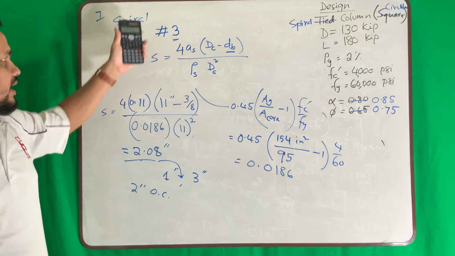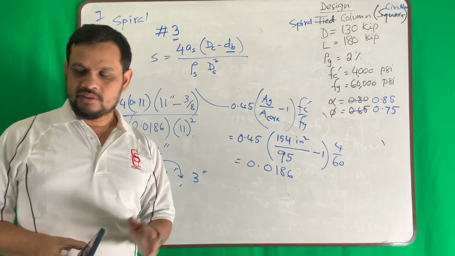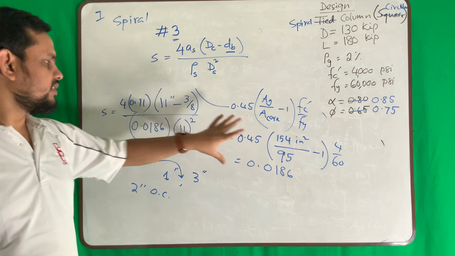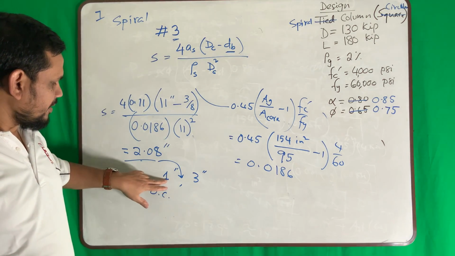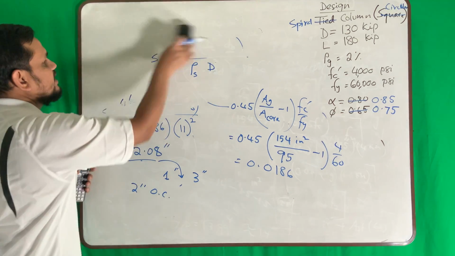We choose number 3. Why number 3? Our main reinforcement is number 7. This is why. And then we calculated the spiral ratio, then the spacing required, and matched with the minimum and maximum. Okay. So next step is detailing.